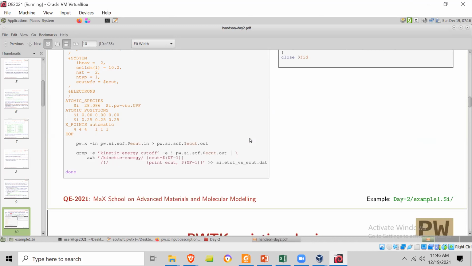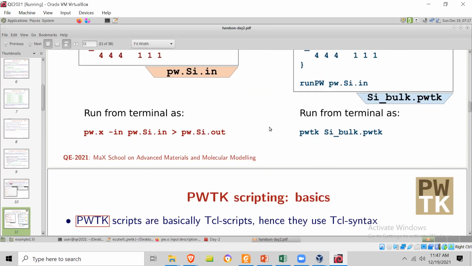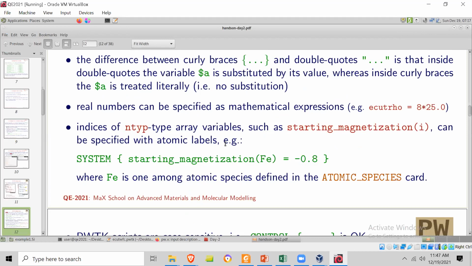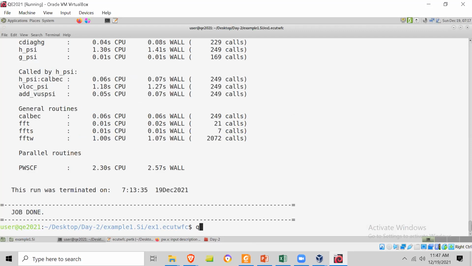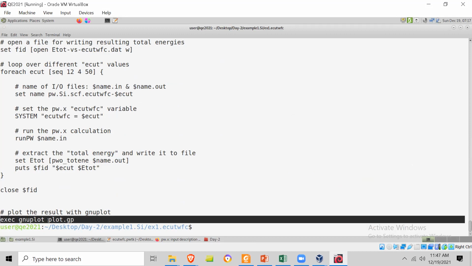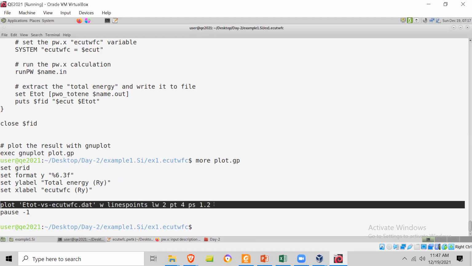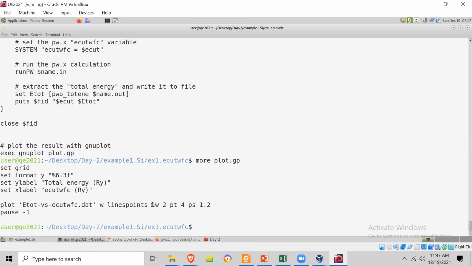It also gives you basics on the PWT case scripting, which is very powerful because you can automate a lot of stuff with that. The other thing they're using is something called Gnuplot. They have a Gnuplot script built in, in the sense that if you look at the ecut PWT case script, at the end of it, it is executing a Gnuplot command. It says plot GP. And if you look at plot GP, it's a bunch of commands to plot. And it's producing the plot with this particular line.